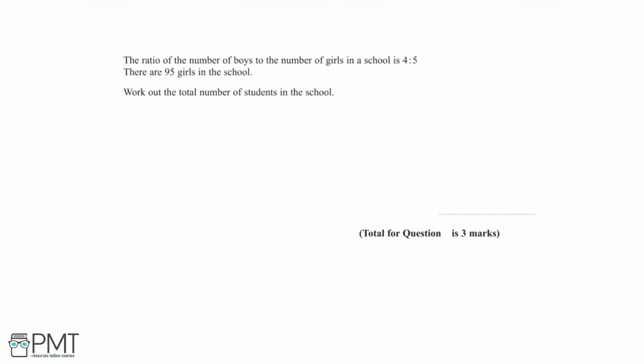If we have a ratio of 4 to 5, we have a total of 4 plus 5 equals 9 parts, which means that when we convert our ratio into a fraction, we'll have a denominator of 9. We're told that there are 95 girls in the school, so we can say that the girls make up 5 out of 9 of the total number of students. And so following on from that, we can say that the boys make up 4/9 of the students. Since there are 95 girls in the school, we can say that 5/9 is equal to 95.